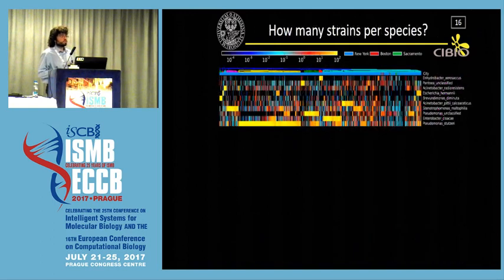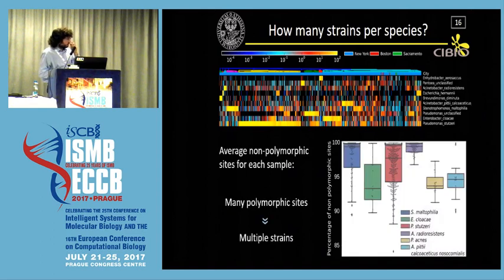But we may ask ourselves, what is the strain landscape? How many strains are there per species and per sample? And we could do that because we could reconstruct the genomes of the individual strains with StrainPhlAn. And looking at the sequences, we could ask for each nucleotide, for each base, what is the information that supports the idea of more than one strain in that sample. And this is what we're looking at here.